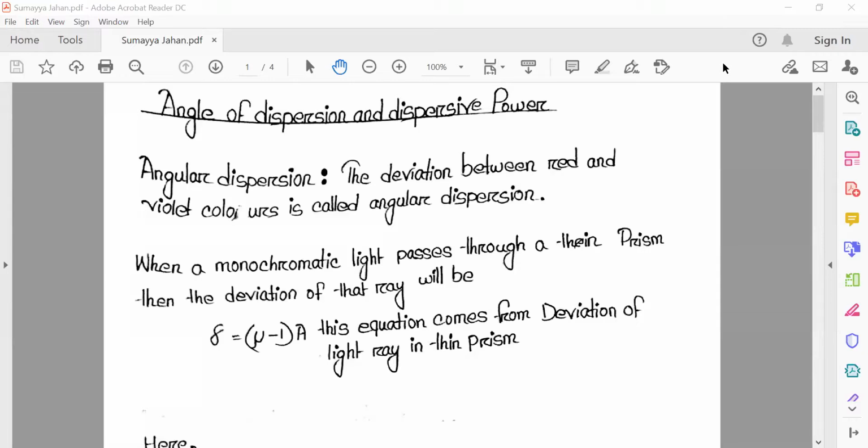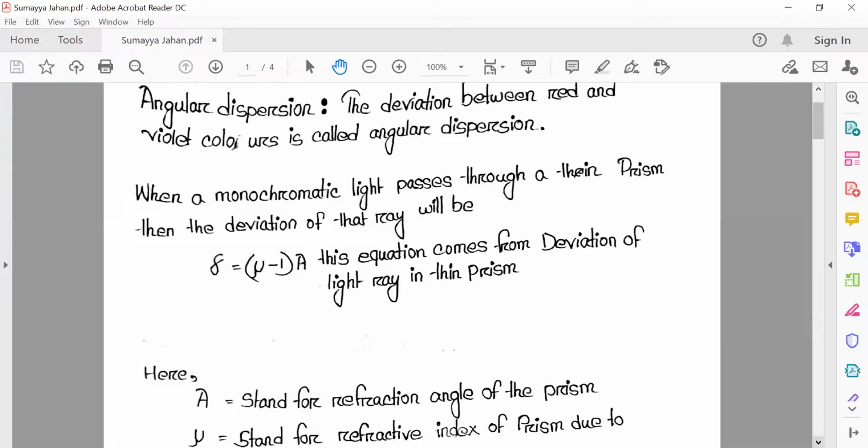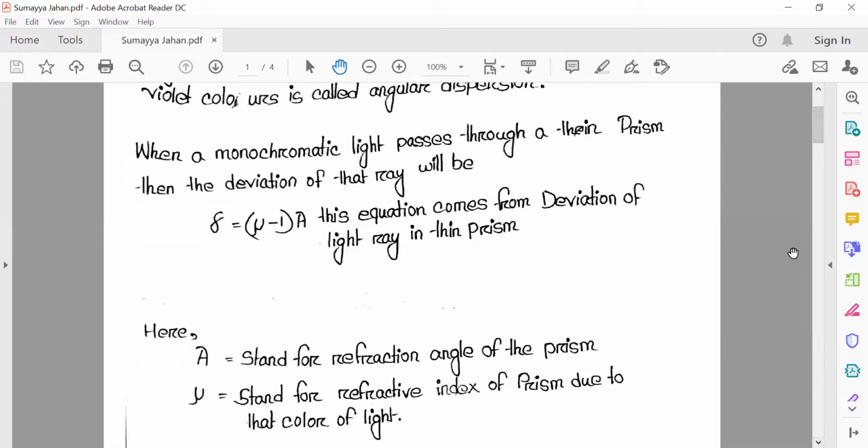Assalamu alaikum everyone. Today I will discuss angular dispersion and dispersive power. Angular dispersion: the deviation between red and violet color is called angular dispersion. When a monochromatic light passes through a thin prism, the deviation of that ray will be gamma equals mu minus 1 into A. This equation comes from the deviation of a light ray in the thin prism. Here, A stands for the refracting angle of the prism, and mu stands for the refractive index of the prism for that color of light.